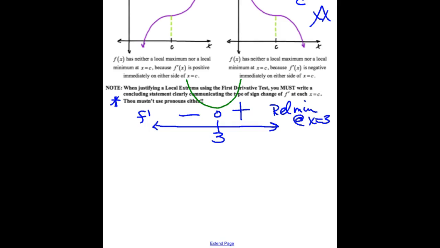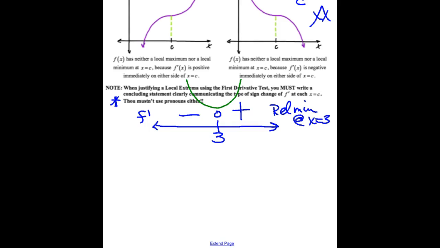So then he says there's a relative min at x equals 3 because the sign changes. That's still not good enough. Why not? Why would that not be good enough? It could have been a max. So you have to say how the sign changes. But then there's even more to it.